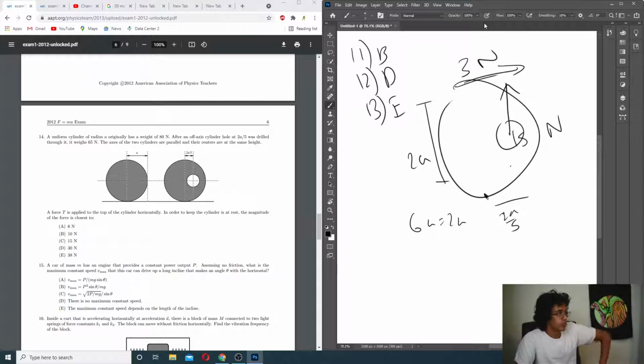Hold up. So 15 newtons upward, and then 2a over 5 here. Yeah, that's right. And that gives you 6a. And then 2a times that. Or is it from here? Let's think.